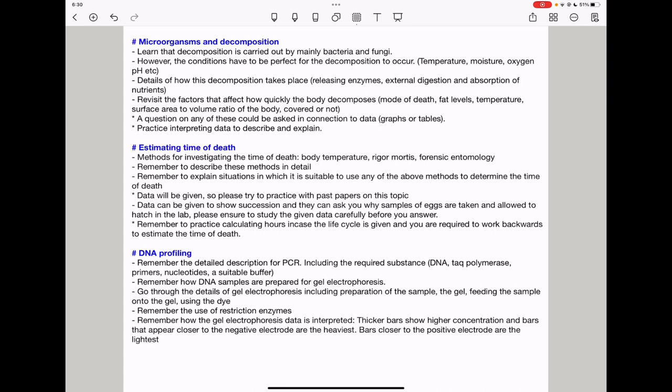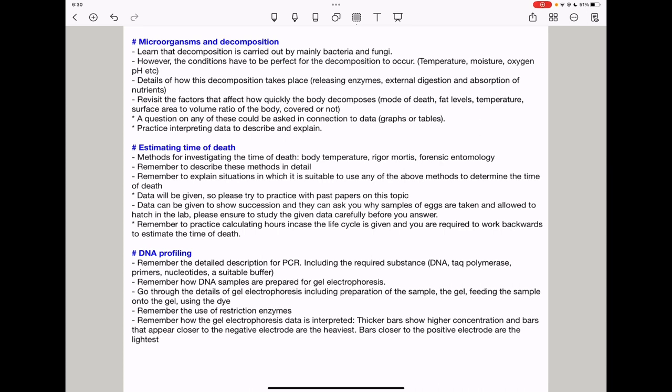Remember that these pathogens release enzymes onto the substance they desire to decompose. Then digestion will occur externally and the substances that are produced are going to be absorbed as nutrients to these microorganisms. Remember to revisit the factors that affect how quickly the body decomposes.